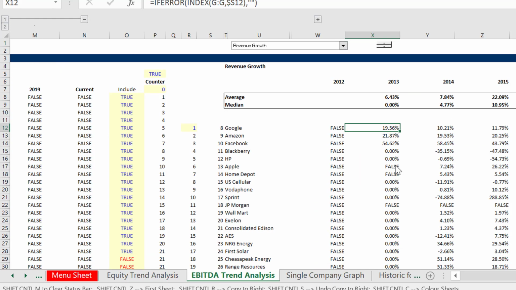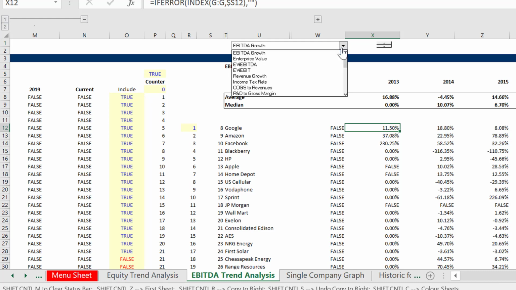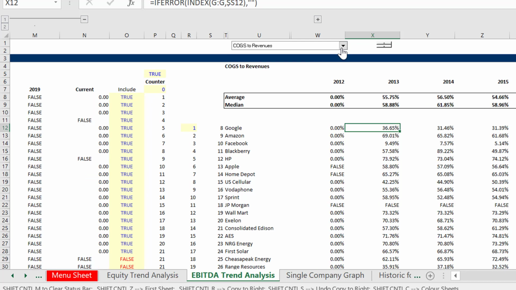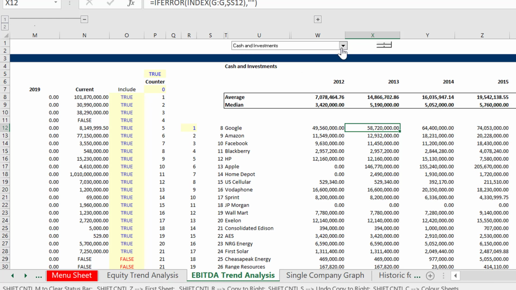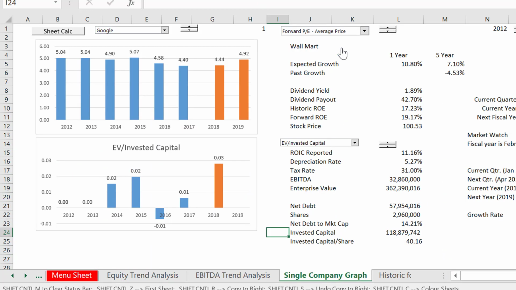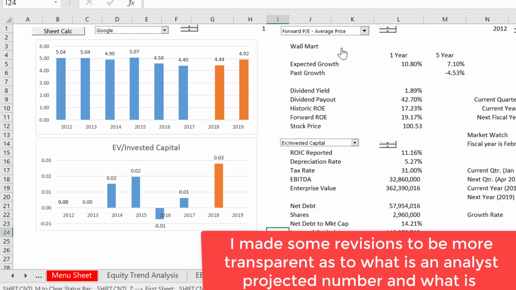And then you can look at all these things with really the EV to EBITDA, but in this case I have EBITDA growth. Below the EBITDA growth, we have the enterprise value, and all the way down here we have the cost of goods sold to revenues, the R&D to gross margin, the cash and investments, and you can get all of this stuff. I've talked about this too much. All you do is click on the ticker symbols. You've got to wait a little while, and then you get it.